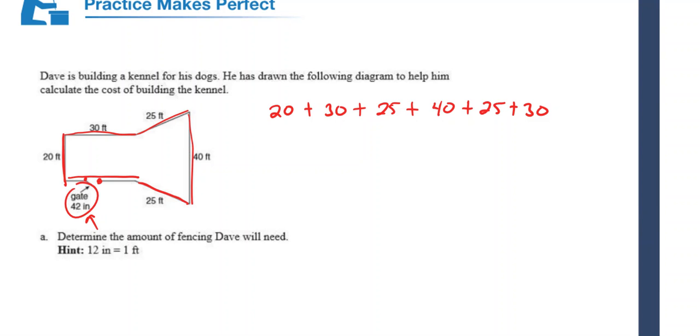Okay, so let's do it this way. We'll say 42 inches. How many inches are in a foot? 12, right? So if you divide this by 12 to figure out how many feet we would have, how many would go into that? 3.5. 3.5?